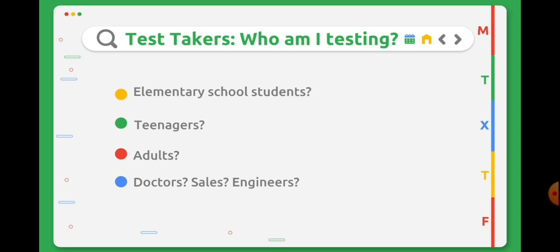The second one is test takers. Who am I testing? Maybe the elementary school students or teenagers at high schools, or maybe adults in the university, or maybe in the English for specific purposes context such as doctors, sales, or engineers.